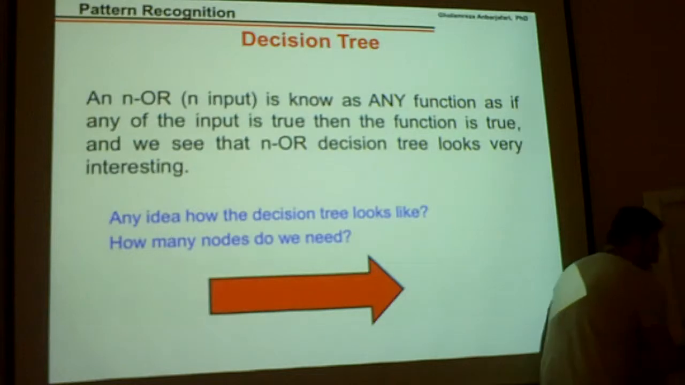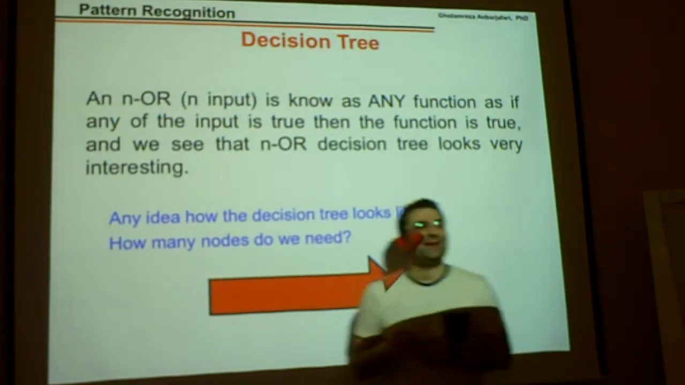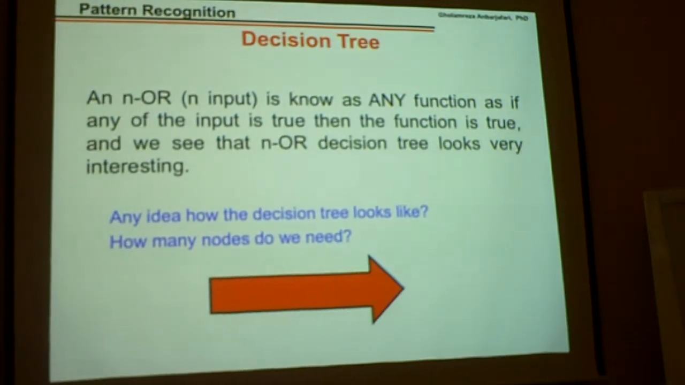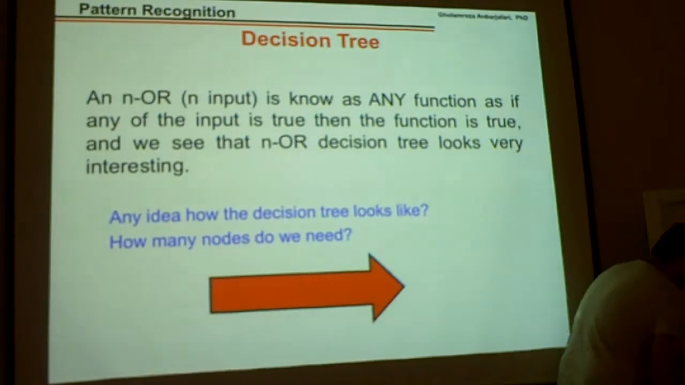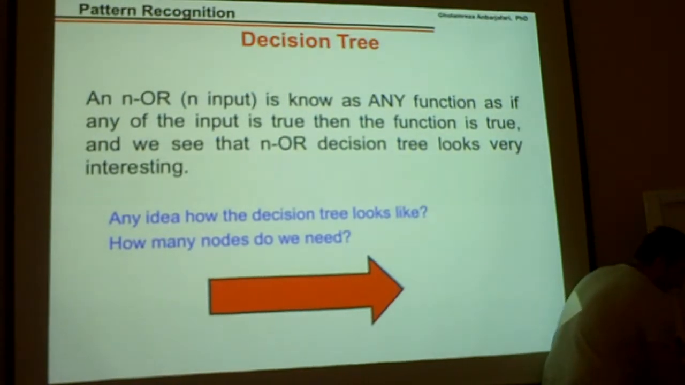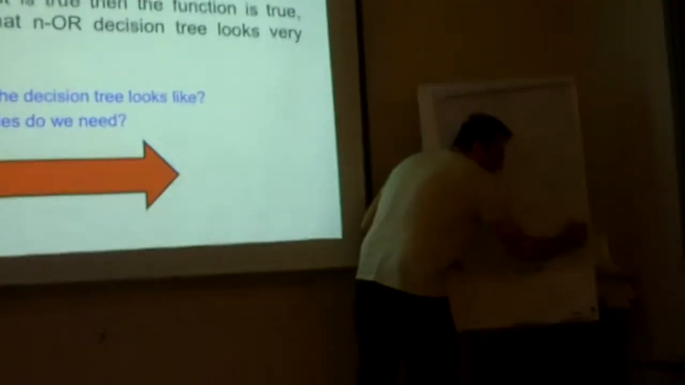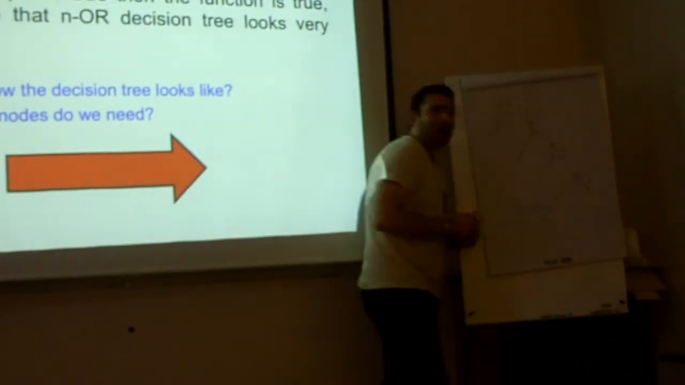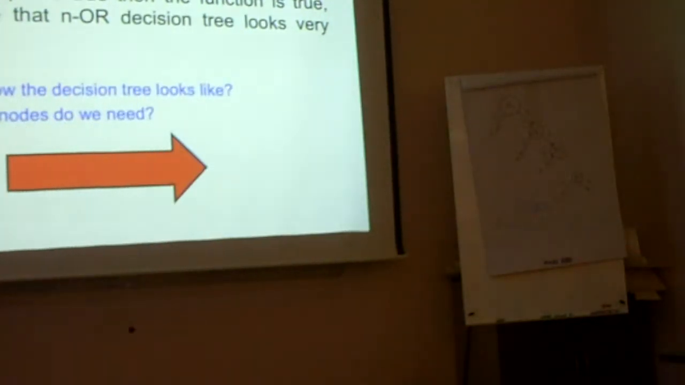So as the question asks, how many inputs do we have and how many nodes do we have? N nodes, we have n attributes here, right? Because we have n nodes, we say that the size of the decision tree is n and it is linear. Why? We have n inputs and we have n nodes.